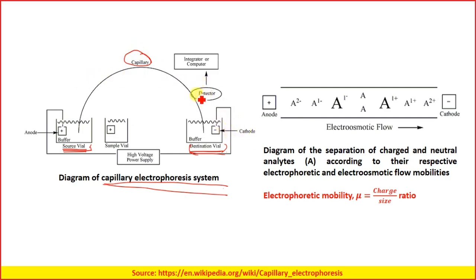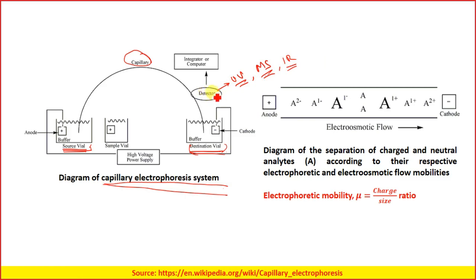Near the cathode, the capillary will have a detector. Now this detector can be a UV visible detector, it can be a mass spectrum analyzer, it can be IR spectrometry. So whatever detector you can think of, you can put it over here. It doesn't matter. The main idea is to quantify the analyte which is passing through the detector.